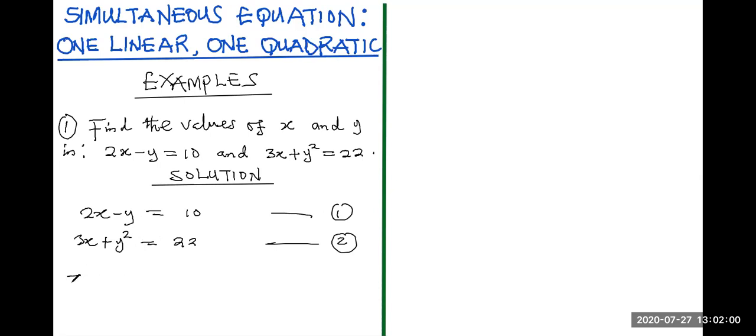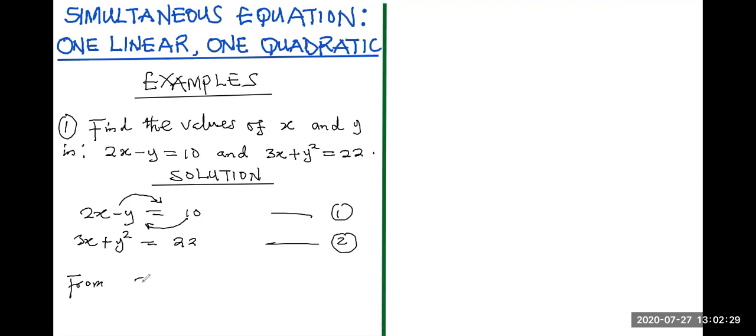From equation 1, I normally use the simpler equation to make the subject of the formula. I want to use the substitution method. You can as well use elimination if that is what you prefer. But throughout this series, I'm going to be using the substitution method, except I encounter a question where elimination will be faster. So from equation 1, if my minus y goes over to the right-hand side, it becomes plus, and if 10 comes to the left-hand side, it becomes minus.